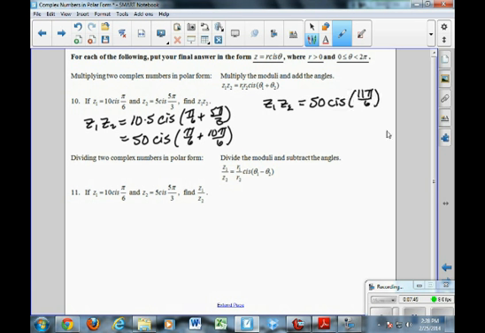Now when you're doing these kinds of problems, when you get your angle, make sure it's between 0 and 2 pi. If it's too big, subtract 2 pi. If it's negative, add 2 pi. Sometimes you'll have to do that more than once to get the angle back into the preferred domain. So I'm not going to do any more of these because I think these are fairly self-explanatory.